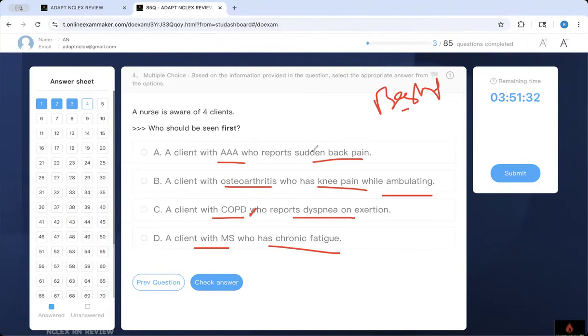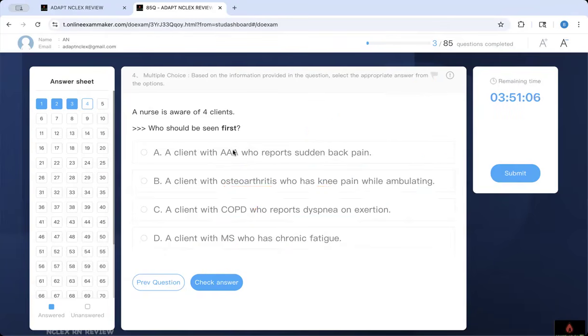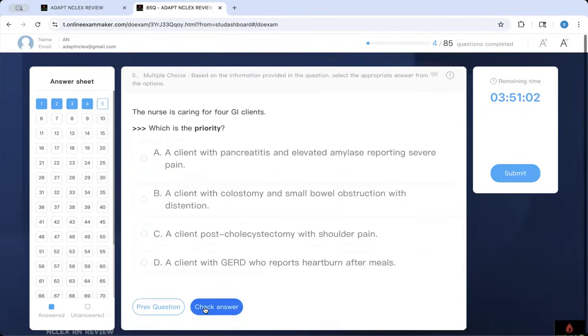AAA, who has reported back pain. I think this patient is bleeding. That's what? Rupture. Osteoarthritis, I have pain. If this pain is not going to kill me, I'm not going to lose my life, I'm not going to worry about it. But when do they have pain? When they walk, expected finding. Multiple sclerosis, you have chronic fatigue. I expect that. Therefore, what do you think? This guy is in trouble, he's in shock, he's bleeding.